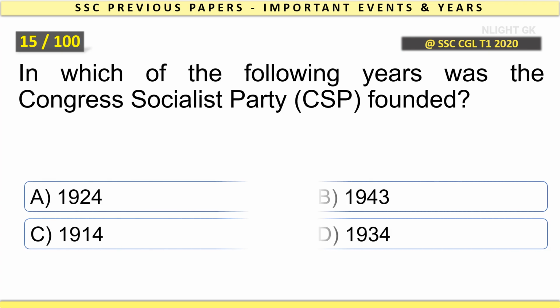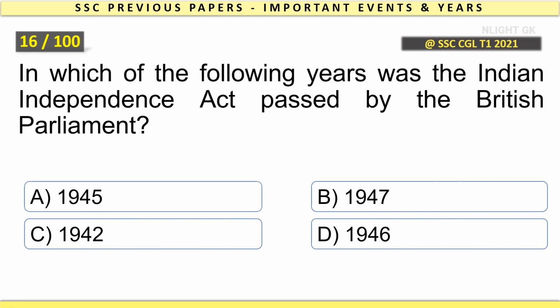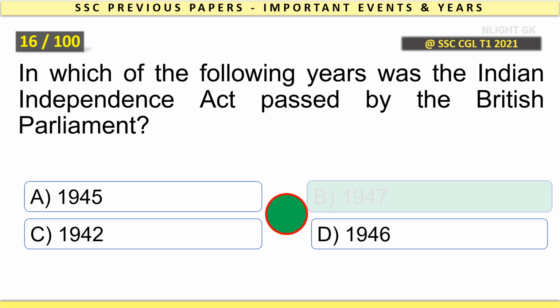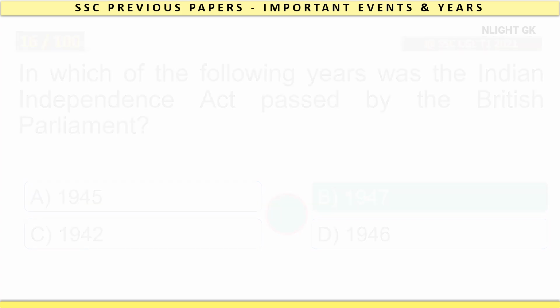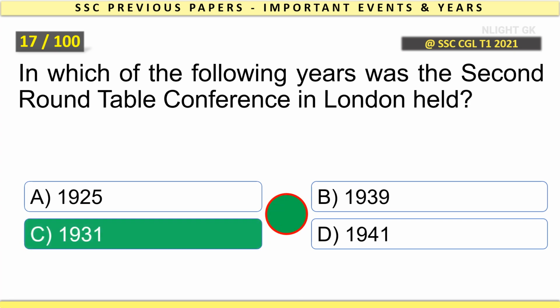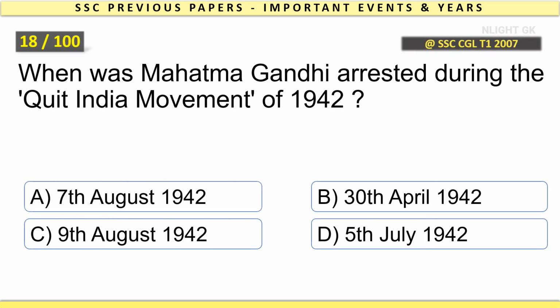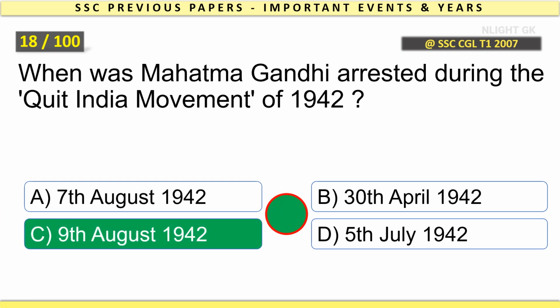In which of the following years was the Congress Socialist Party, CSP, founded? 1934. In which of the following years was the Indian Independence Act passed by the British Parliament? 1947. In which of the following years was the second round table conference in London held? 1931. When was Mahatma Gandhi arrested during the Quit India movement of 1942? 9 August 1942.